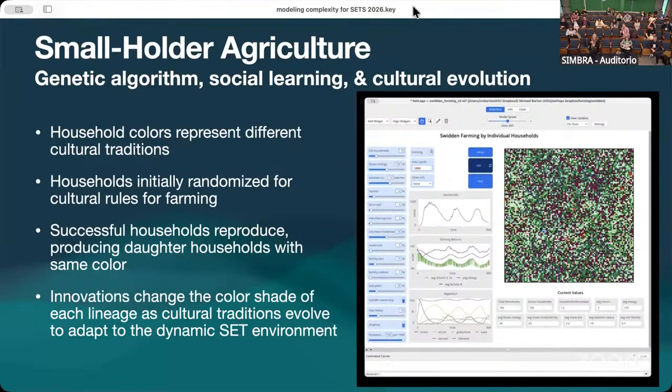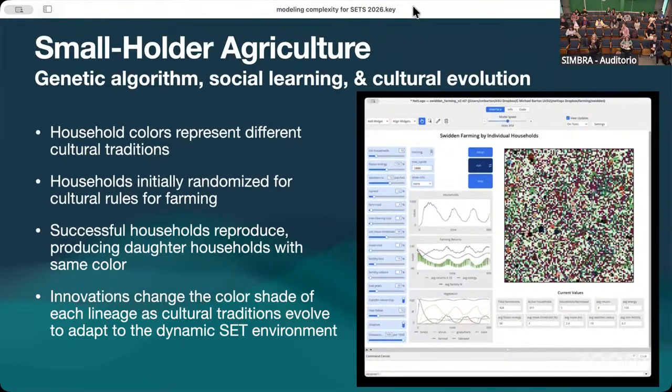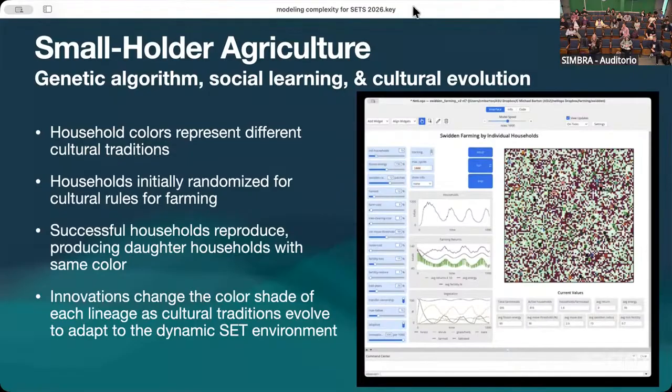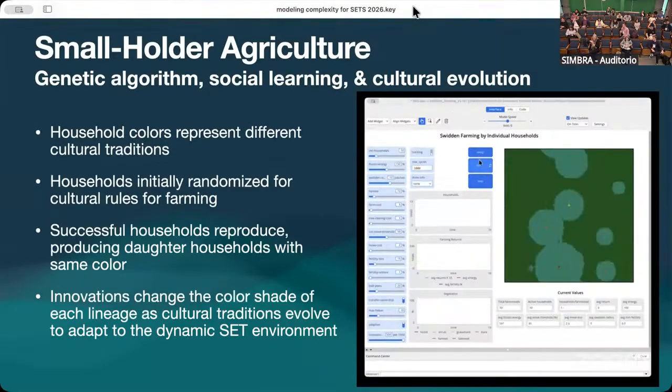a dynamic systems modeler and I worked together. I could run my agent-based model and get the time series data, and then use that to construct a mathematical model that would replicate the same thing. So that's one thing to do.